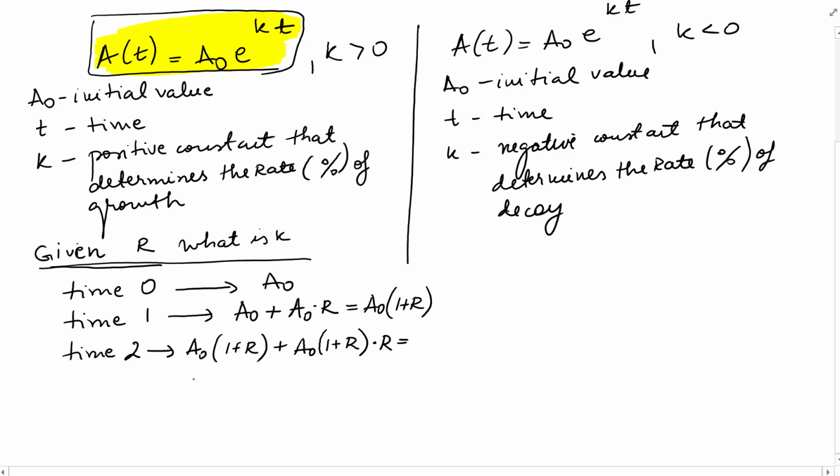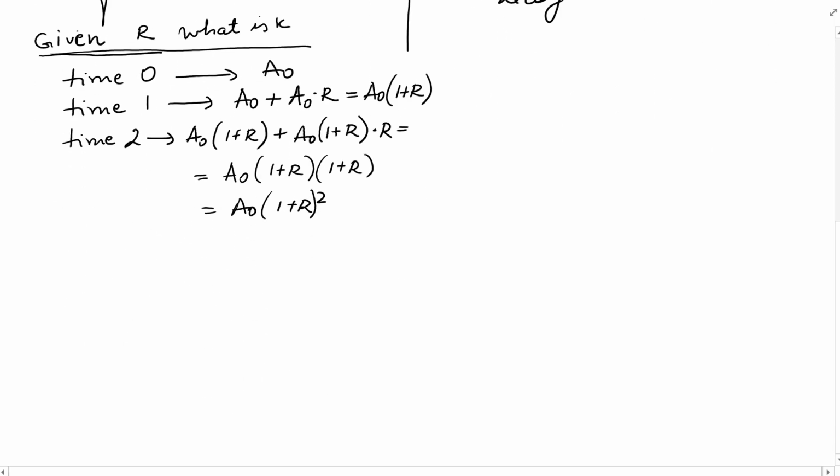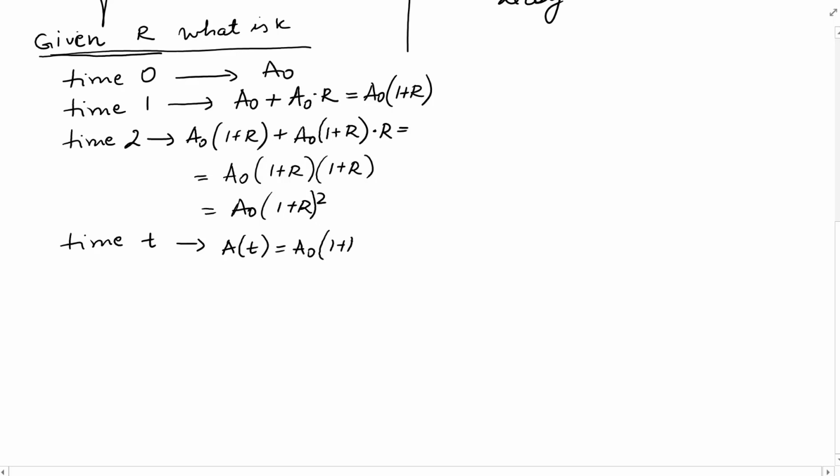Now we notice that A naught times 1 plus r is a common quantity, so I'm going to factor it out. Then it's times 1 plus r, which means we get A naught times 1 plus r squared. So we can conclude that at time t, after t years or t days, the amount A of t is A naught times 1 plus r to the t. And you can actually do more steps if you want to. The key is factoring common factors.